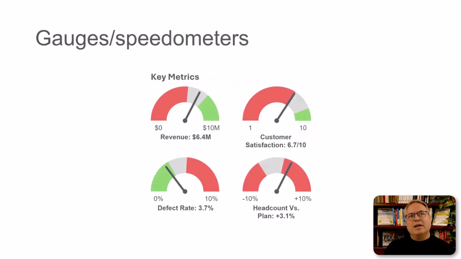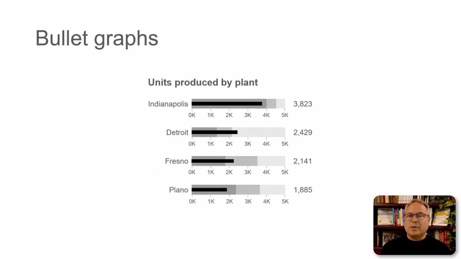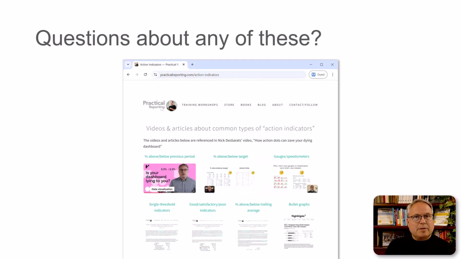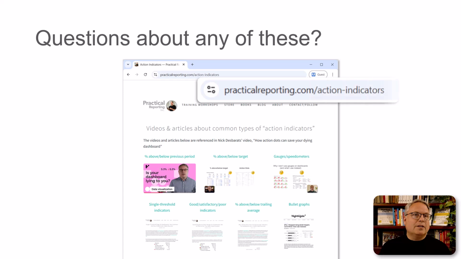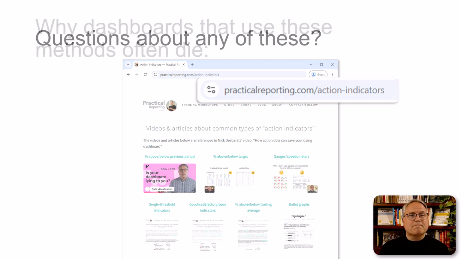You've seen these before. Gauges, also often called speedometers, and bullet graphs, maybe a bit of a less common technique, but a lot of people will recognize this chart type. Like I said, I don't want to spend too much time on these. If you have questions about any of these, or you're perhaps not sure how to read them, you can just go to this page on my website, practicalreporting.com/action-indicators. Just type it into your browser and you'll get detailed explanatory videos about all of them.